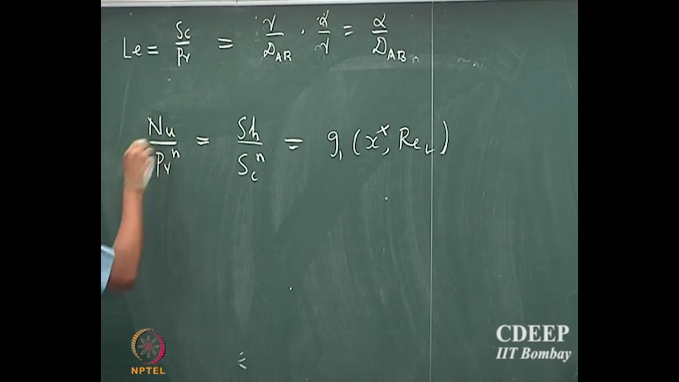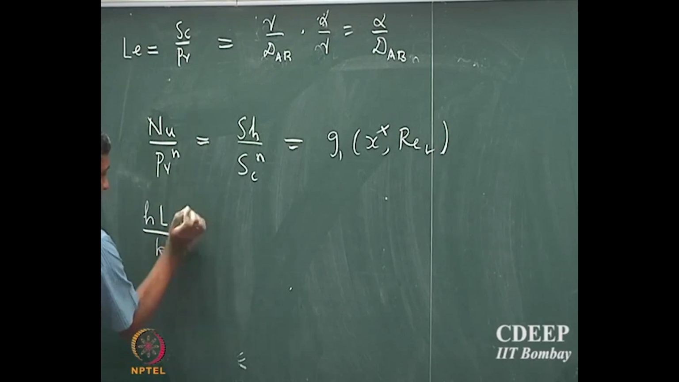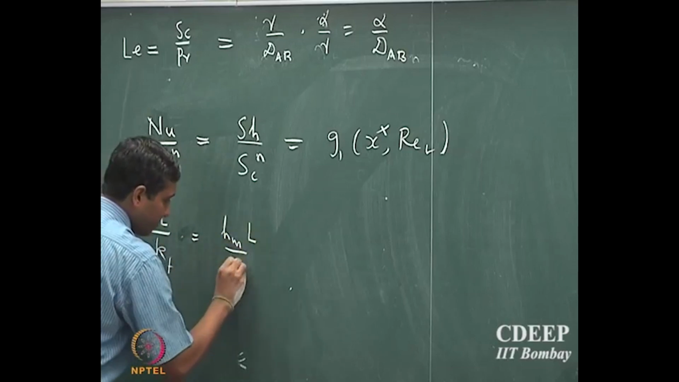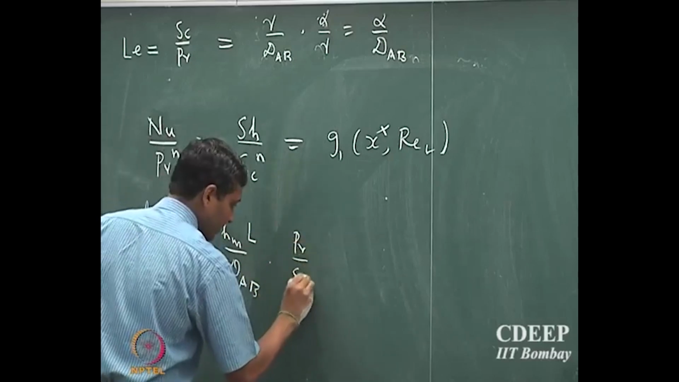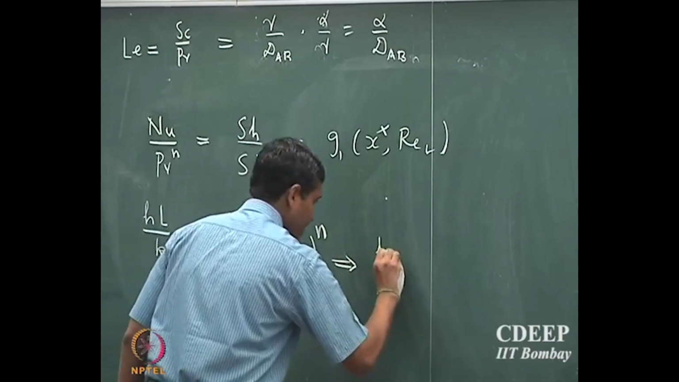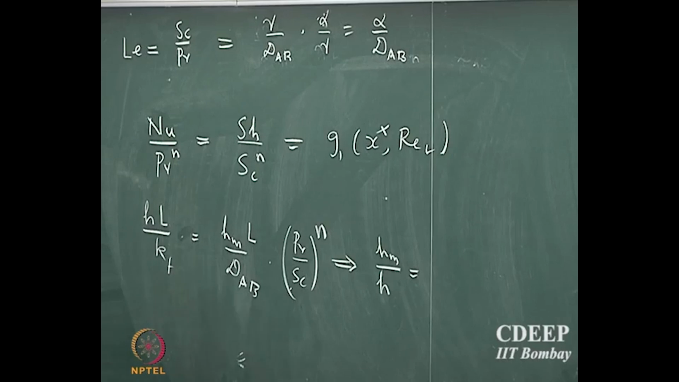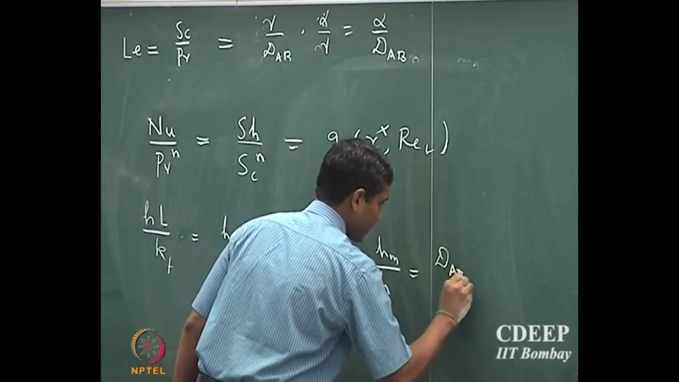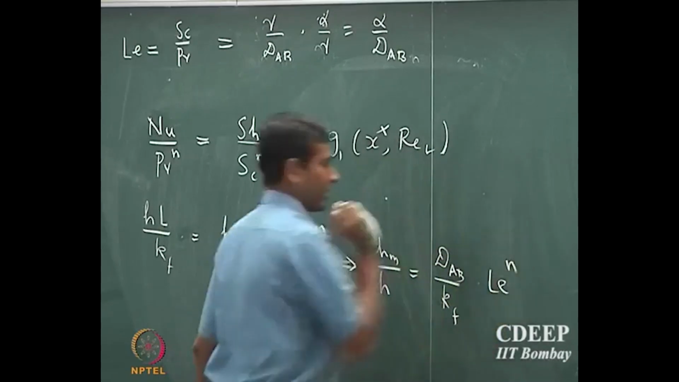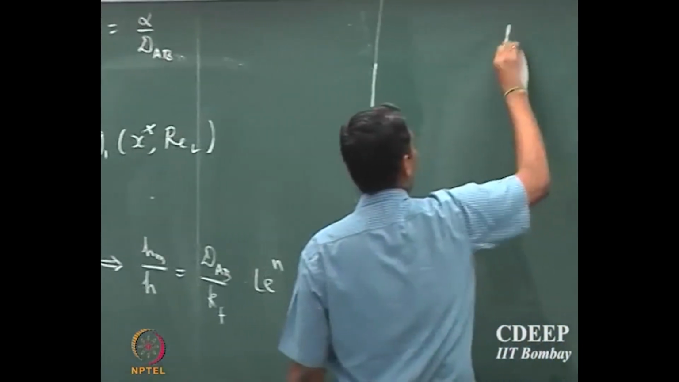Now if I open up the expressions here, the Nusselt number is h into L by Kf, that's the heat transport coefficient multiplied by the length of the plate divided by the corresponding conductivity. That is equal to Hm into L by DAB into Pr by Sc to the power of n, right. So from here, Hm, which is the mass transport coefficient, divided by the heat transport coefficient, that ratio is now given by DAB by Kf into Lewis number to the power of n. We know that the Lewis number is Schmidt by Prandtl, so Hm by h is DAB by Kf into Lewis number to the power of n.